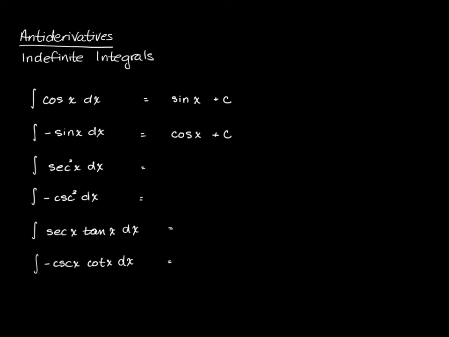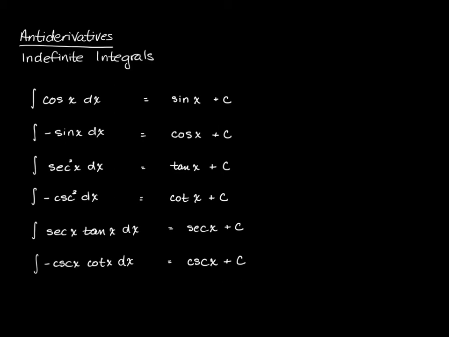When you differentiate tangent, you get secant squared. So the integral of secant squared is tangent plus c. What do you have to integrate to get negative cosecant squared? Cotangent, when you differentiate it, is negative cosecant squared. When you differentiate secant, you get secant times tangent. And when you differentiate cosecant, you get negative cosecant times cotangent.